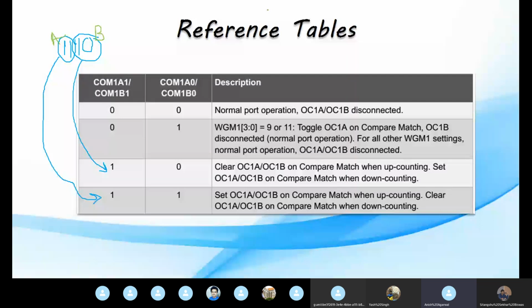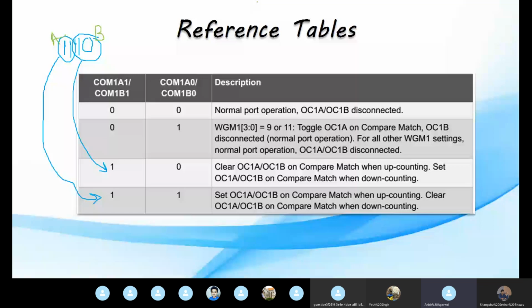Then again it will count to the top value. Then it will start counting back from the top value to the OCR value, and as soon as it encounters the value again, it will clear on compare match when down counting. So it is basically set when up counting and clear when down counting.